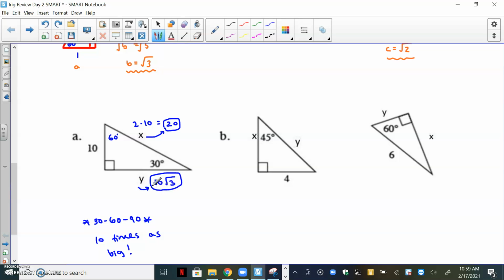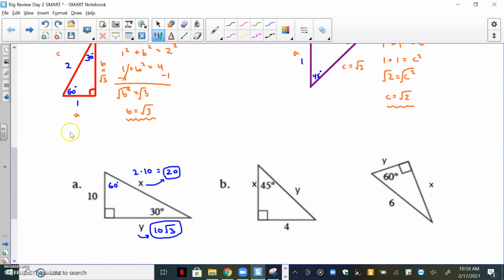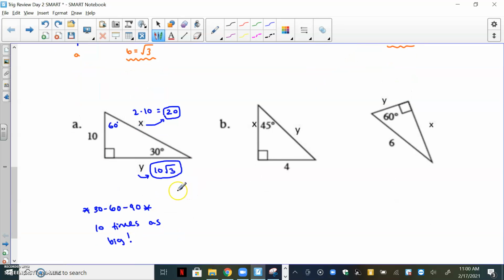Okay, and again, the reason we're multiplying by 10 is because we found out with this original one being 1 and the new one being 10, that means it was multiplied by 10 to get from the original to the bigger one. So we found that x equals 20, y equals 10 root 3. And we want to just leave it like that. We don't want the decimals. All right, so that's how you do this first one.